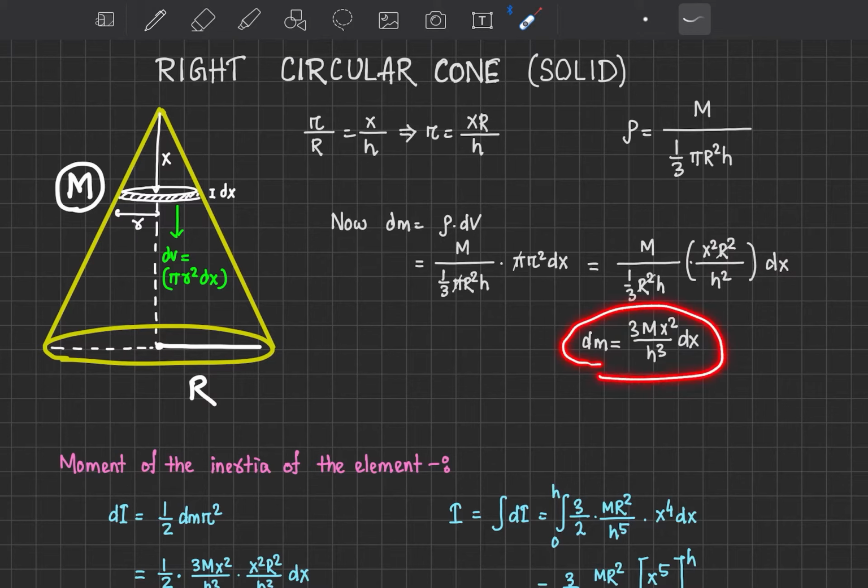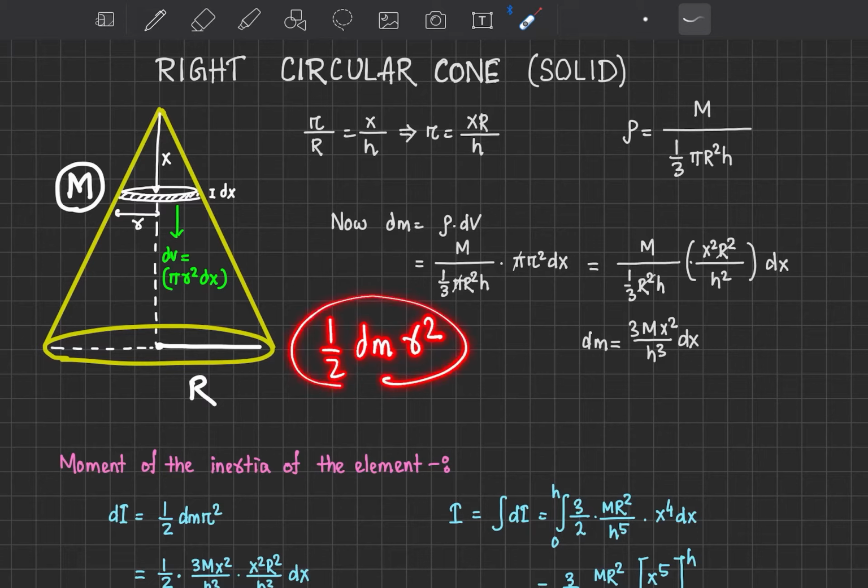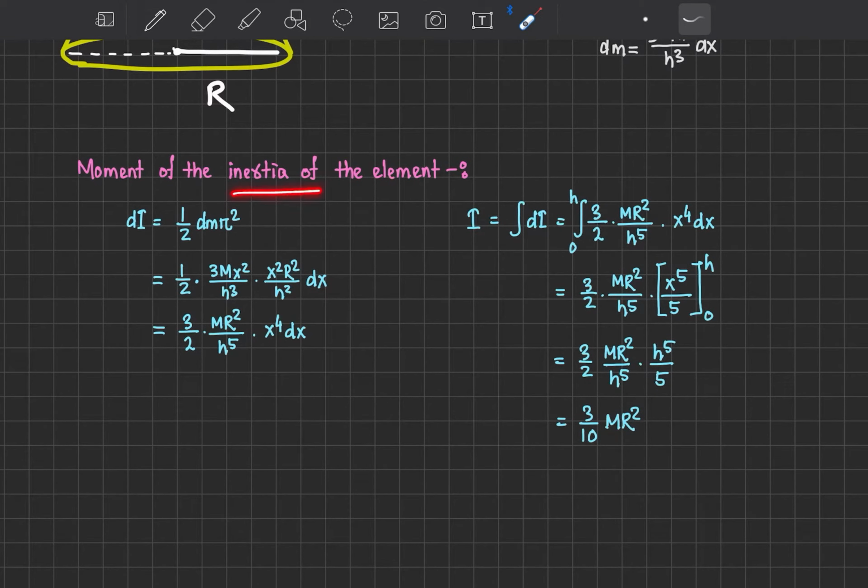So our dm value is 3m x square by h cube into dx. This is the dm value. Now the moment of inertia, as we have discussed, should be half dm into r square, and we need to integrate this one. So we have written here the moment of inertia of the element, di equals half dm into r square.